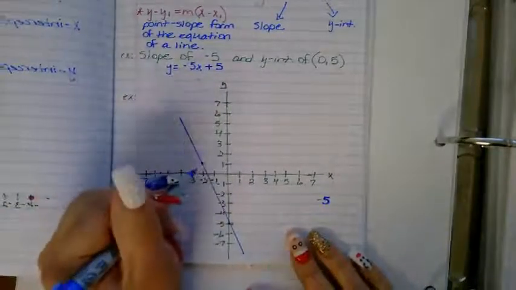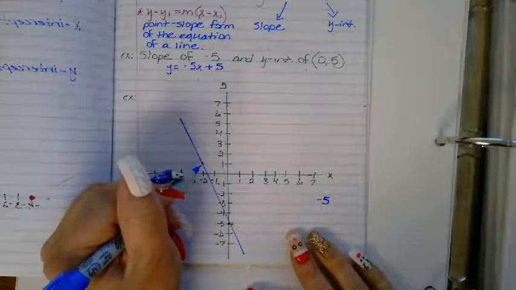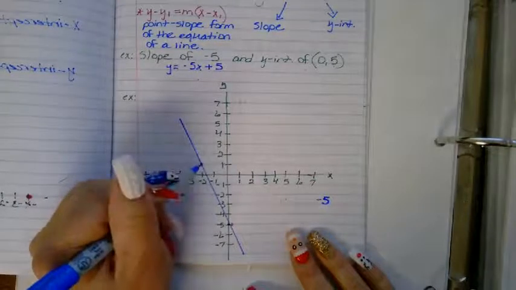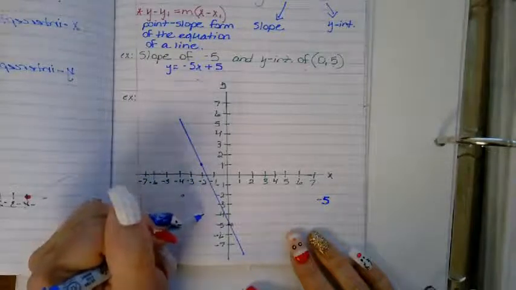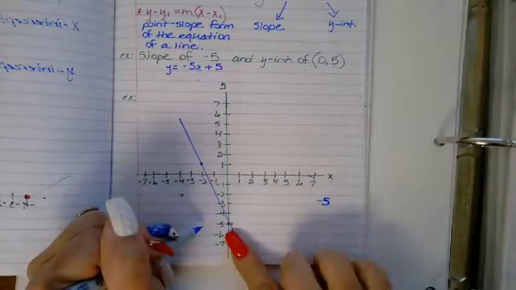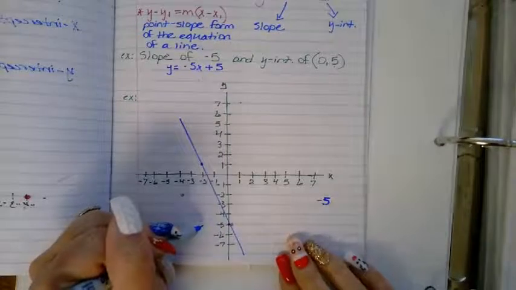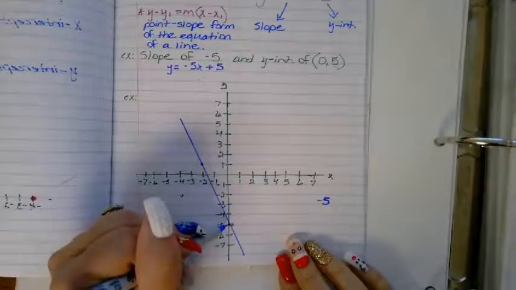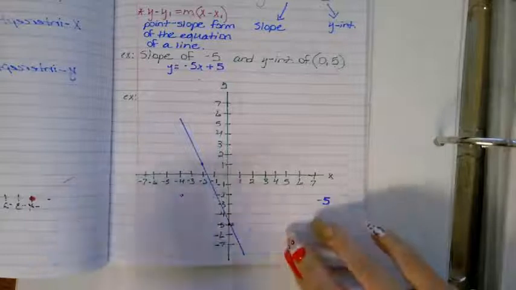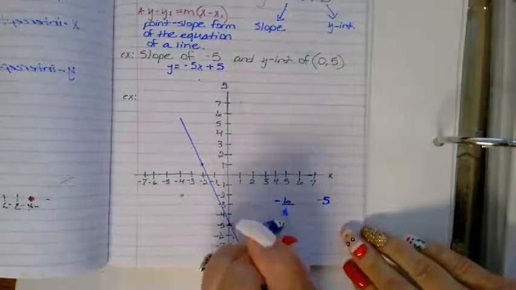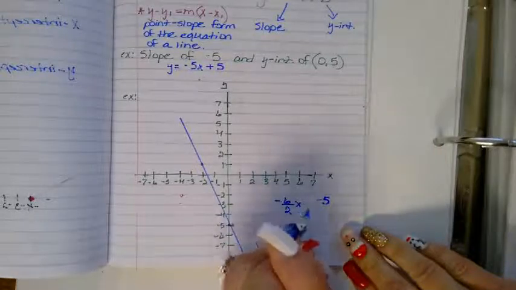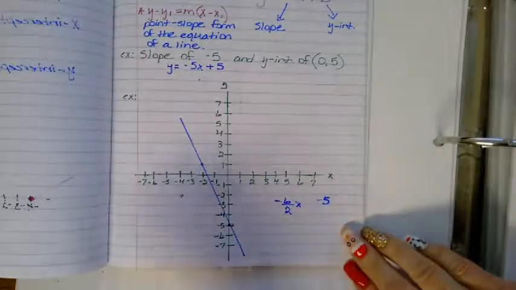So let's start here. We're going to go down. 1, 2, 3, 4, 5, 6, right? We got to go all the way down to that negative 5, so that took us 6. Then we got to go over 1 and 2. So we know this is a negative slope, so it looked like negative 6 over 2, right? That's what we did. Does that make sense to everybody so far?